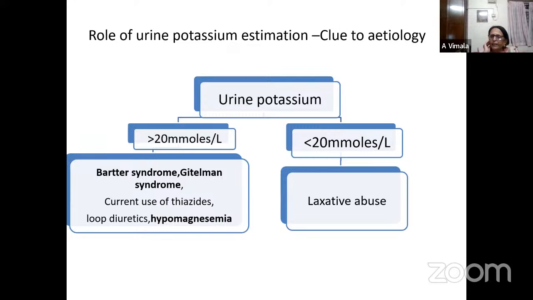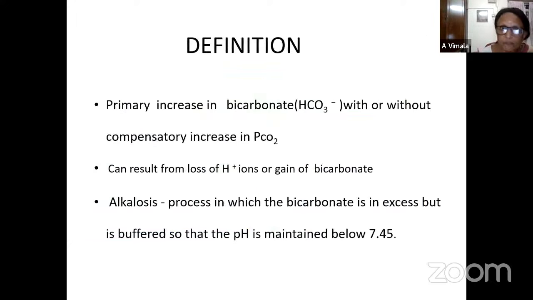Similarly, urine potassium, in a patient with a normal creatinine, can also give you a clue. If the urine potassium is more than 20, think of Bartter, Gitelman, current use of thiazides or diuretics, hypomagnesemia. If it is less than 20, it may suggest laxative abuse.